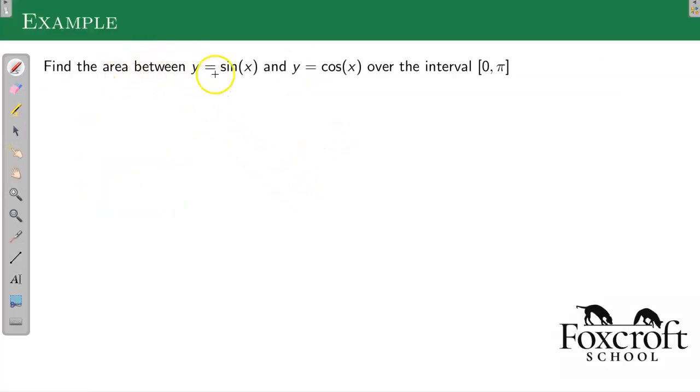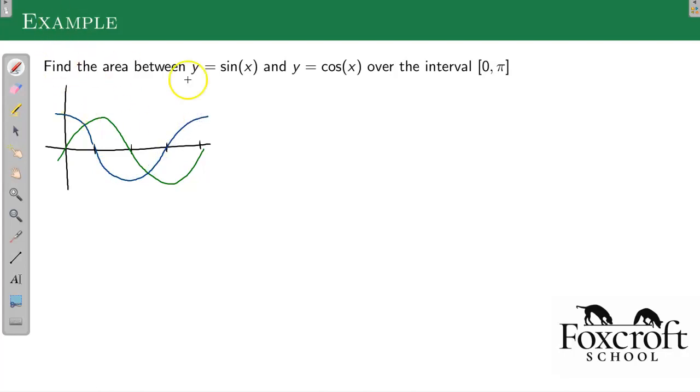Alright, so I'm going to find the area between sine of x and cosine of x over the interval 0 to pi. So let's think about what that graph is going to look like. Alright, sine of x looks like this, and cosine of x looks like this. Then we find the area between 0 and pi. So there's this area, oops, let me use a different color. This area and this area. Alright, up until pi.